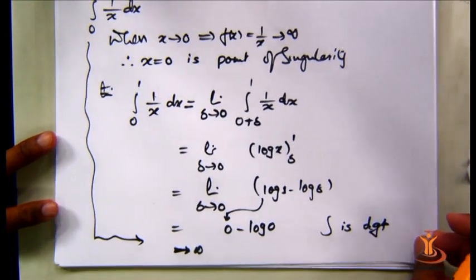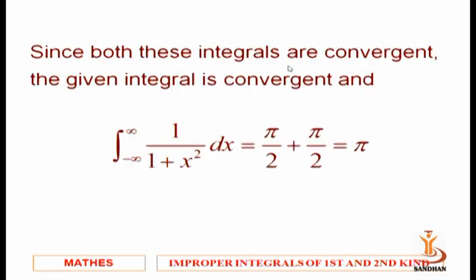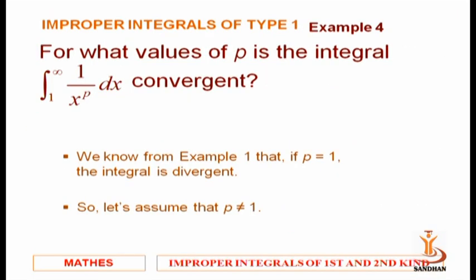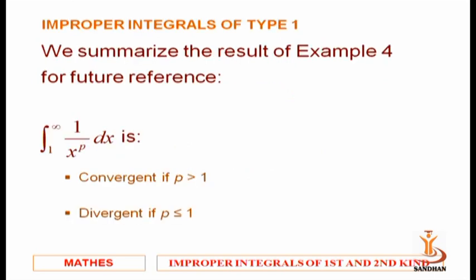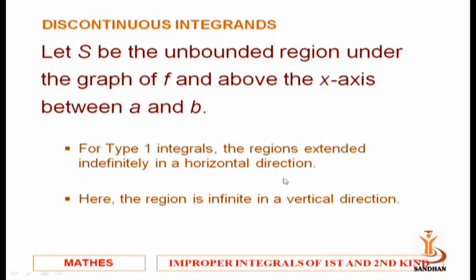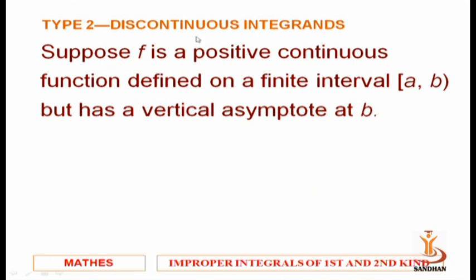Let us see some PPTs regarding type 2 improper integrals, which we just discussed. See, this is what the p test is. Integral of 1 upon x raised to p from 1 to infinite is convergent if p is greater than 1 and is divergent if p is less than or equal to 1. Now, type 2 improper integral, discontinuous integrals, type 2.